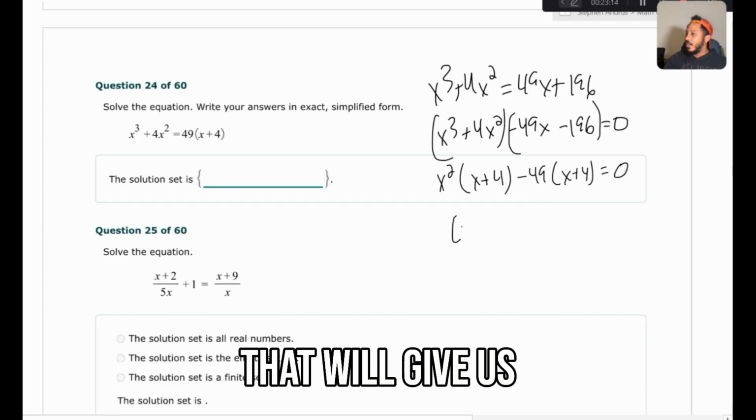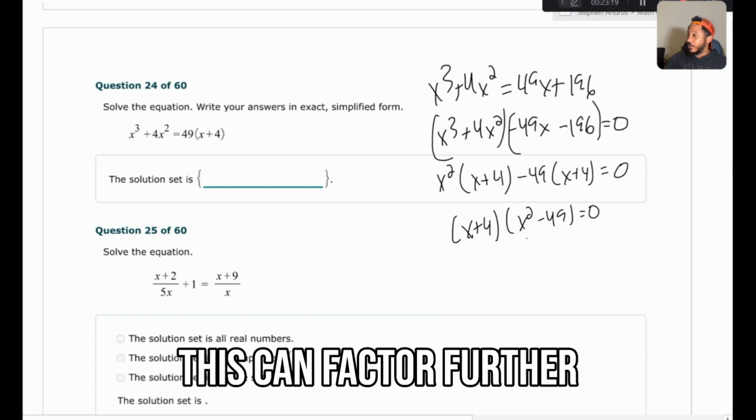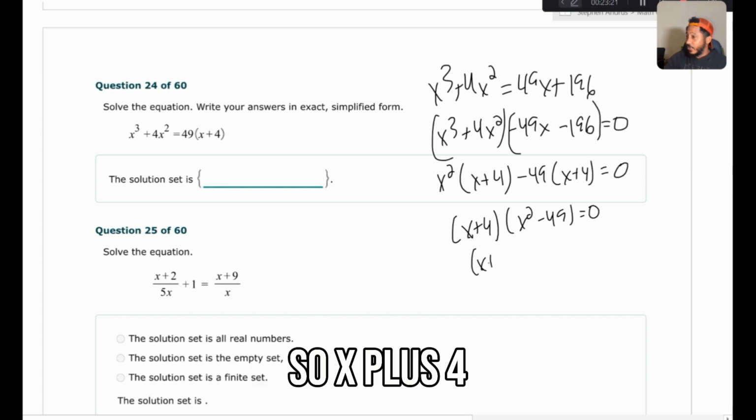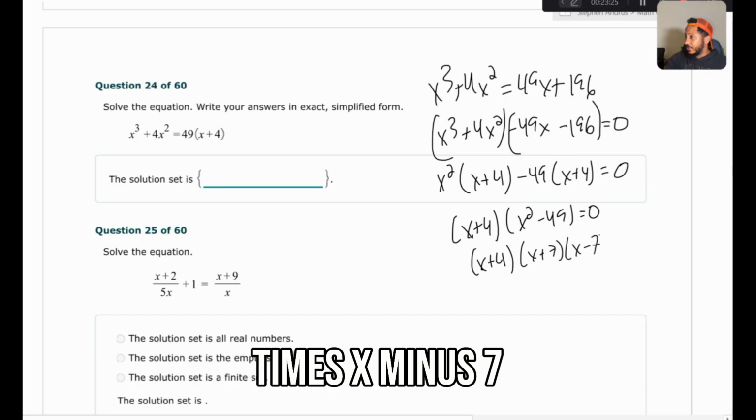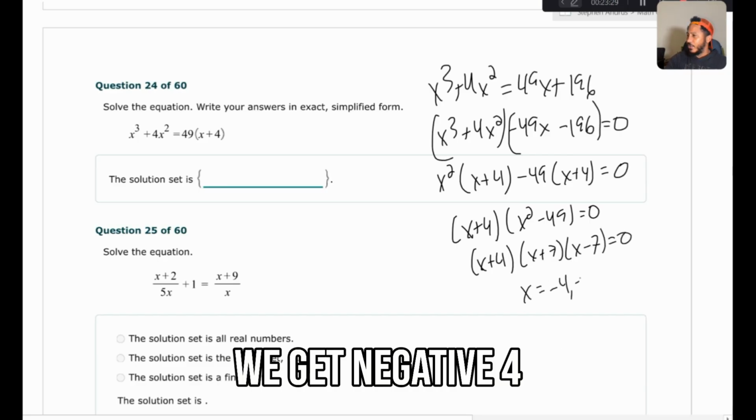And so now that would give us x plus 4 times x squared minus 49. Again, this can factor further because it's a difference of squares, right? So x plus 4 times x plus 7 times x minus 7 equals 0. And so our solutions, setting each of those equal to 0, we get -4, -7, and 7.